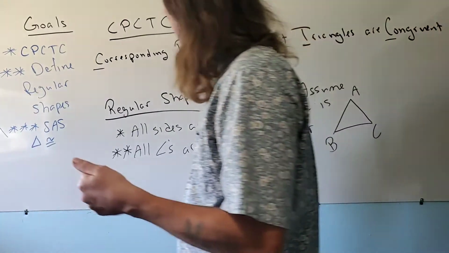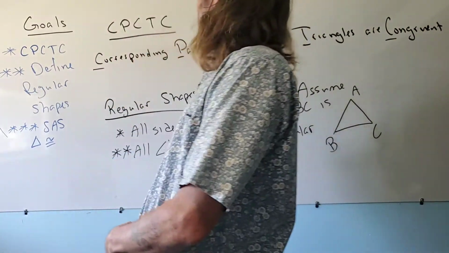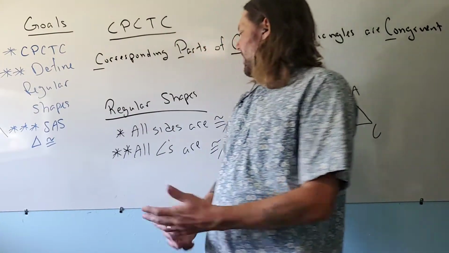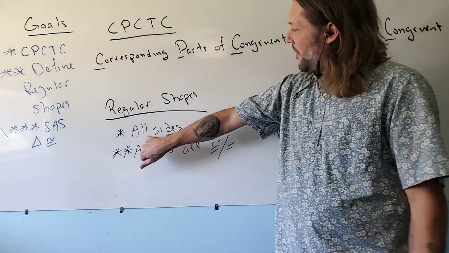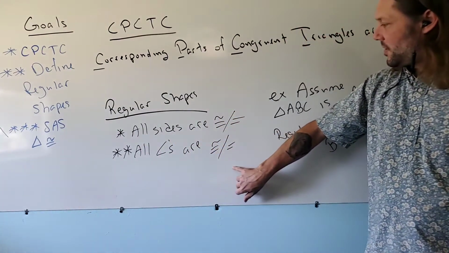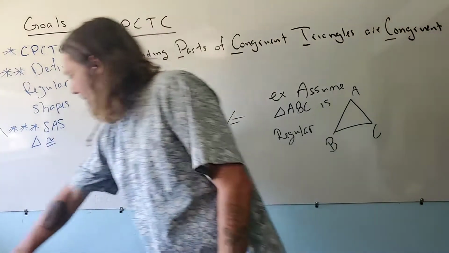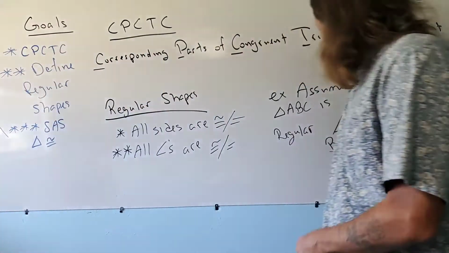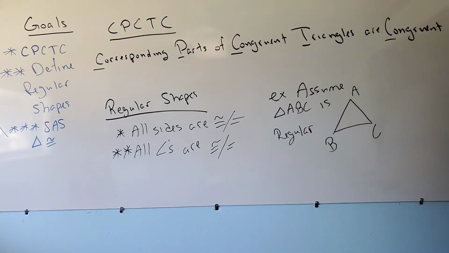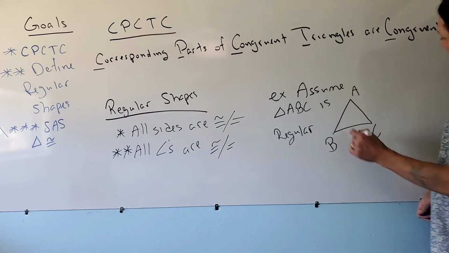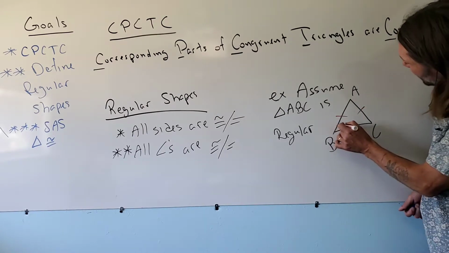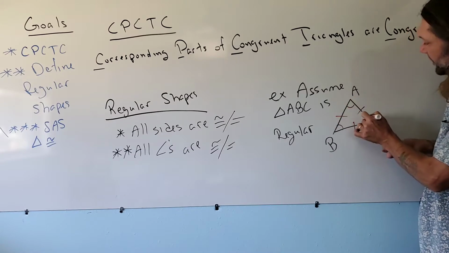The second goal today that I want to talk about is defining what regular shapes are. Regular shapes, there's 2 criteria. All the sides are congruent or equal, and all the angles are congruent and equal. So I have right here a triangle that I drew, triangle ABC, and I just made the statement, assume triangle ABC is regular. What that means is I know that all the sides must be the same, right? And I know all the angles must also be the same.